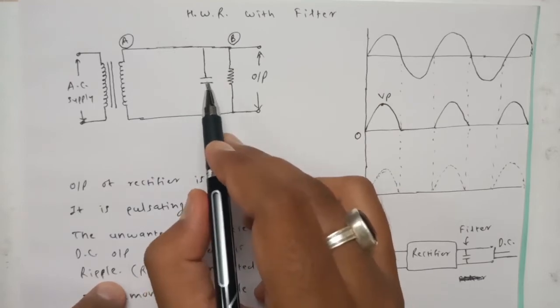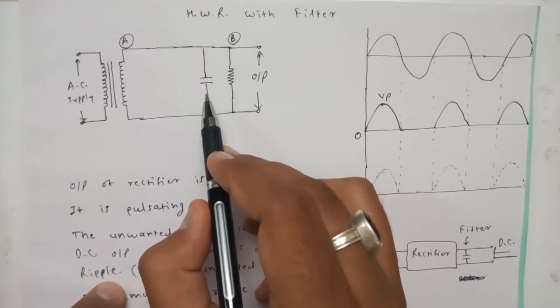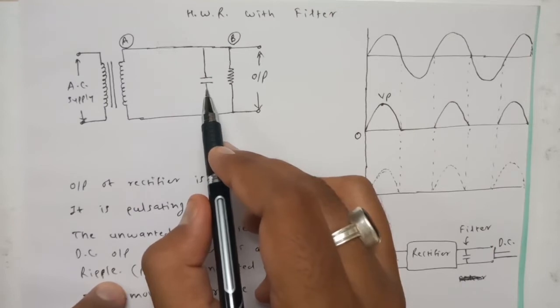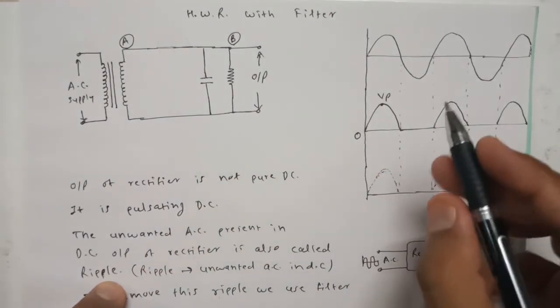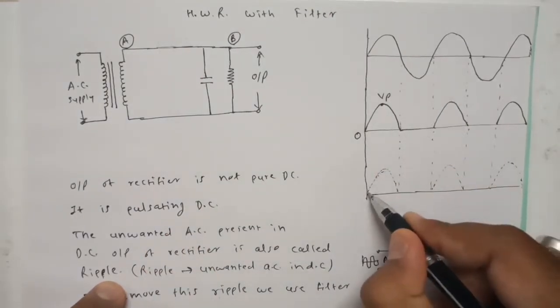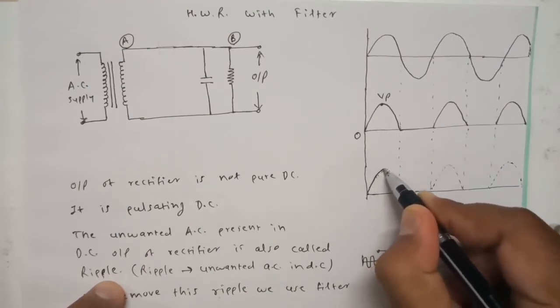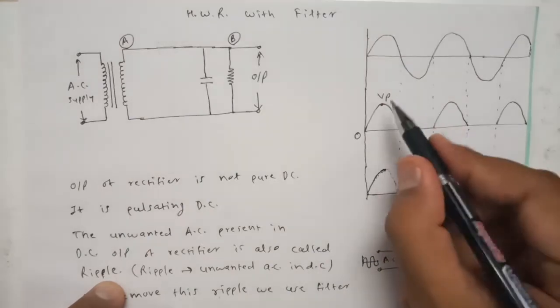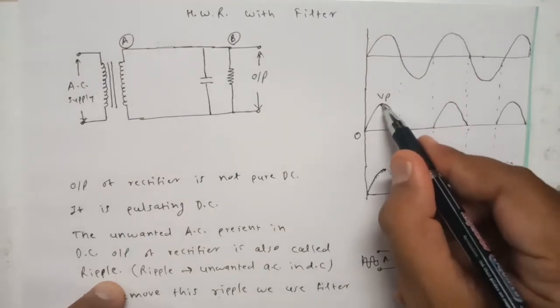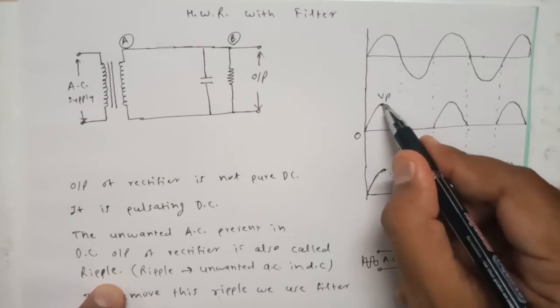But here the new thing is that we have now connected the capacitor. So what will happen? The capacitor will start charging. Ultimately, what I want to say is, during the positive half cycle, from this to this portion, the capacitor will start charging, right? Up to what potential can it charge? It can charge maximum up to Vp. This is the maximum voltage which we get normally.